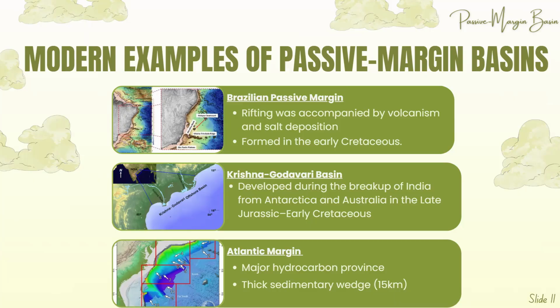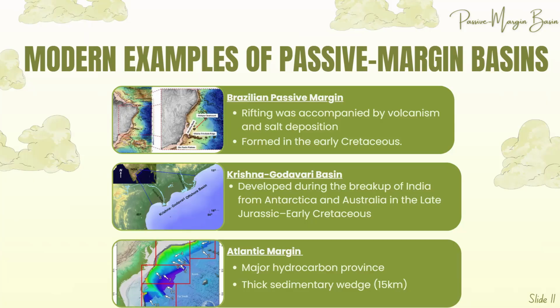The Brazilian margin. Known for deepwater oil reserves, this passive margin hosts thick sedimentary layers and complex depositional systems ideal for petroleum generation. Western Australia margin features wide continental shelves and slopes, creating large accommodation space for sediments and potential hydrocarbon reservoirs.